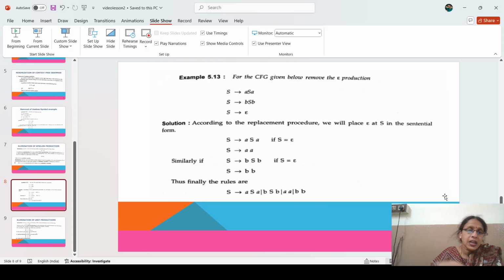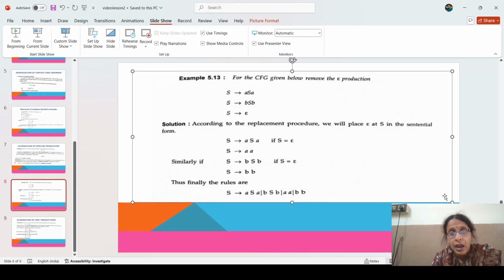First, for example, how can we remove the epsilon production? Here we take the context-free grammar production rules: S implies ASA, S implies BSB, S implies epsilon. On the left hand side we have the non-terminal S, and on the right hand side we have the terminals A, B, epsilon and the non-terminal S. So in the production we have S implies epsilon.